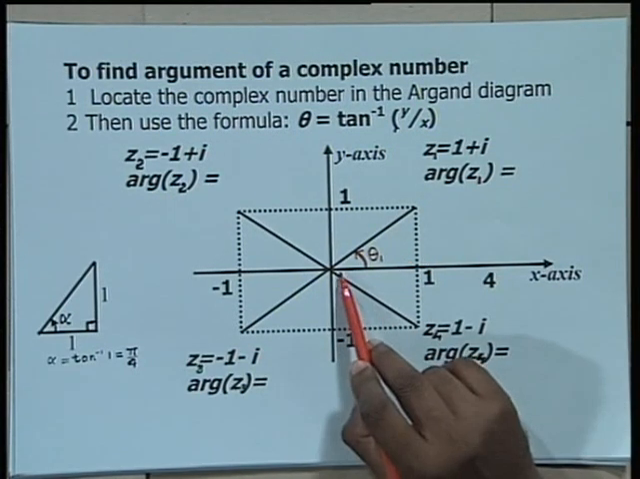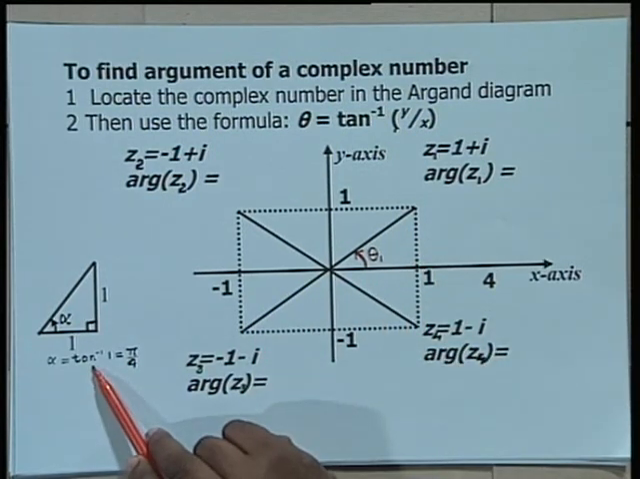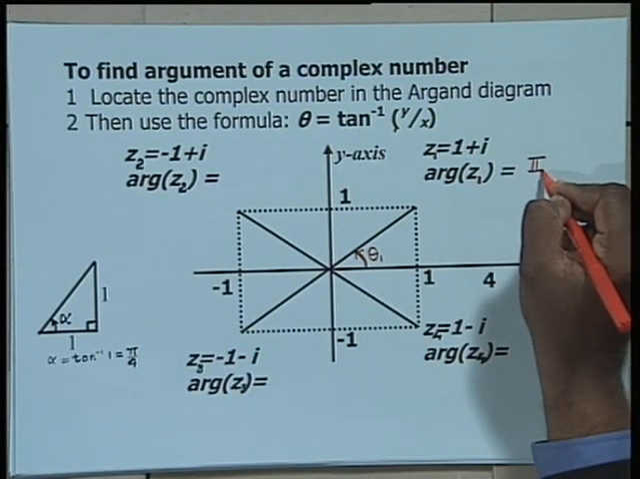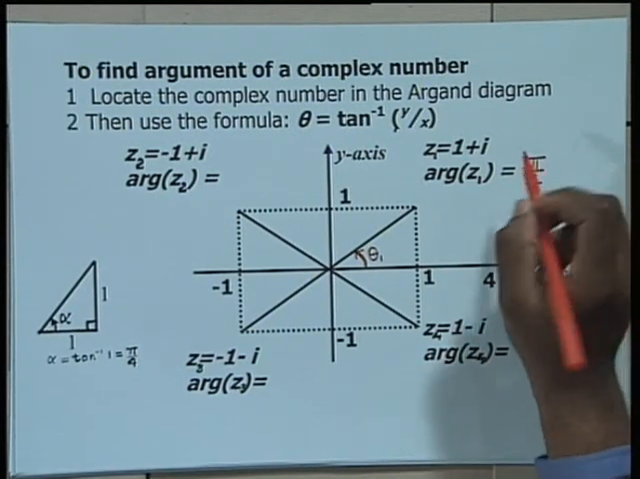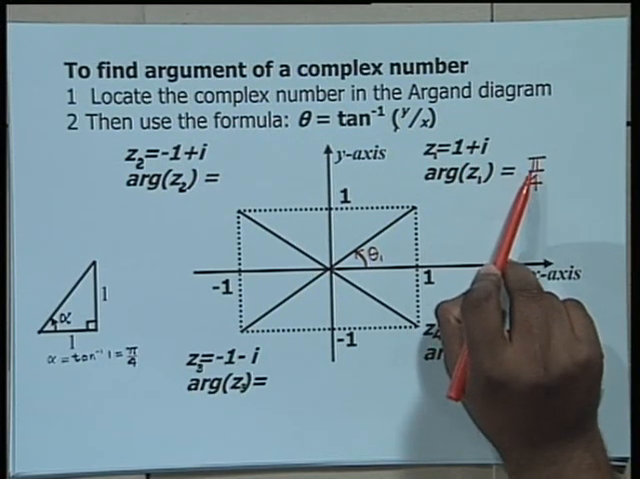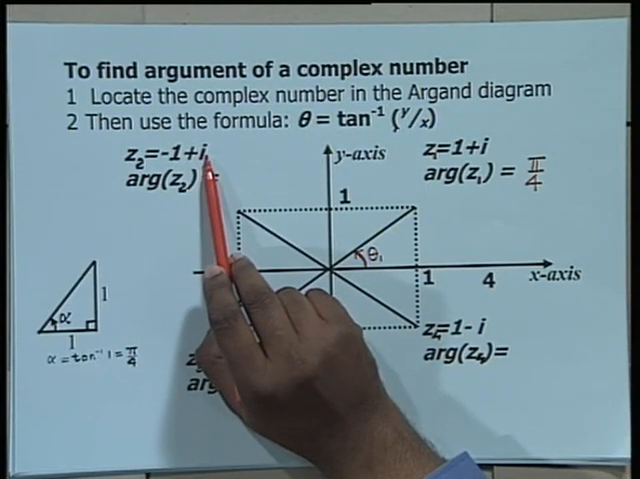And since the length is 1 unit and the height is 1 unit, and tan inverse of 1 is pi by 4, therefore it will have an argument of pi by 4. We say that the complex number 1 plus i has an argument of pi by 4. What is the argument of minus 1 plus i?